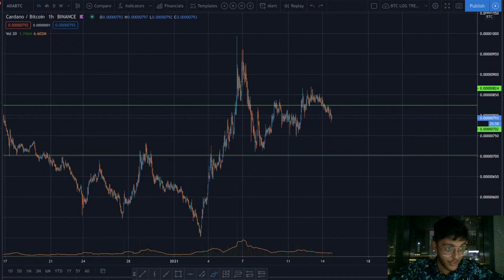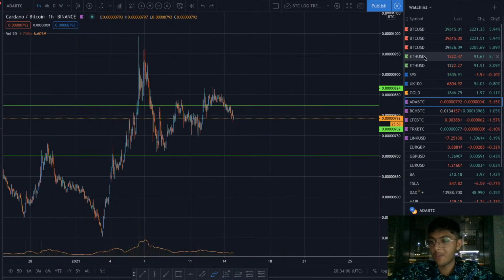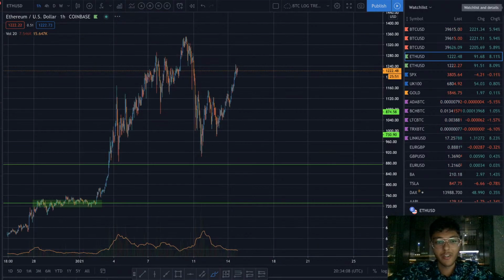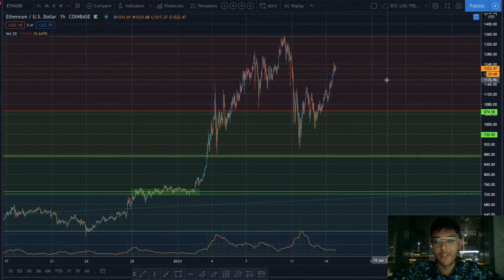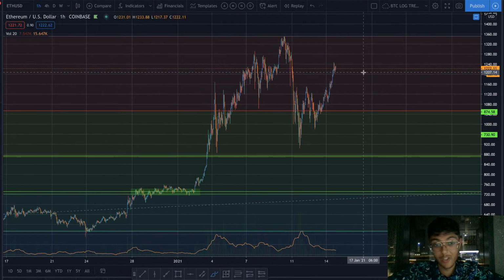Do I have any positions on ETH? No, not right now. And if not, where would I get in and why? So I don't want to talk too much about exact positions I'll take because I share these details with VIP. But, it looks really good right now.